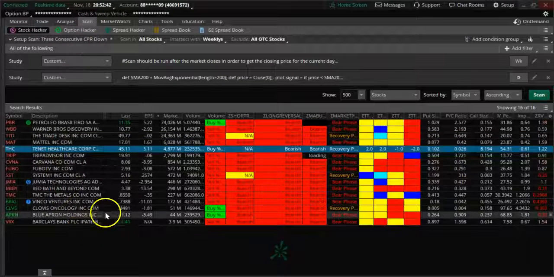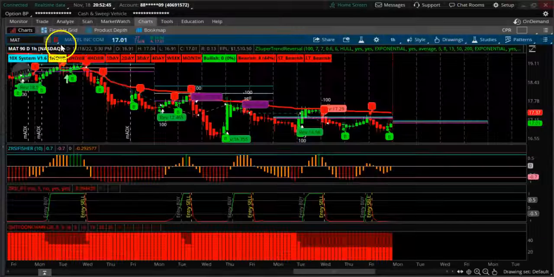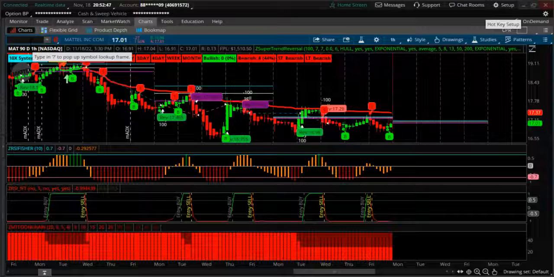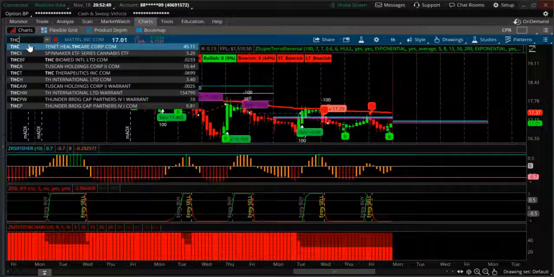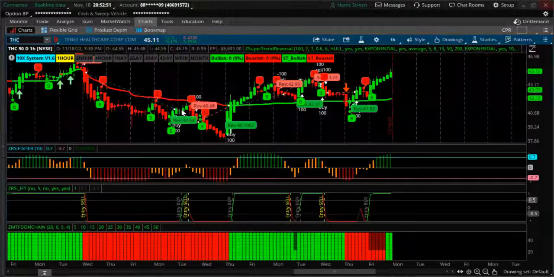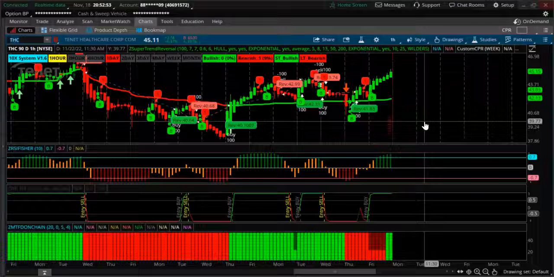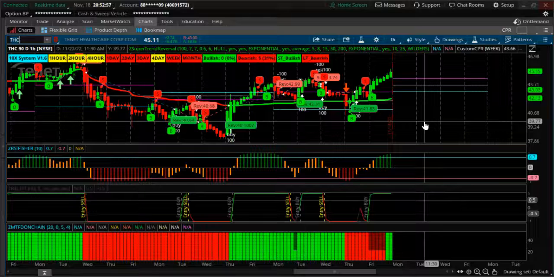THC. This setup is not good. It's not 3 CPR down, so it's not a good stock. Okay.